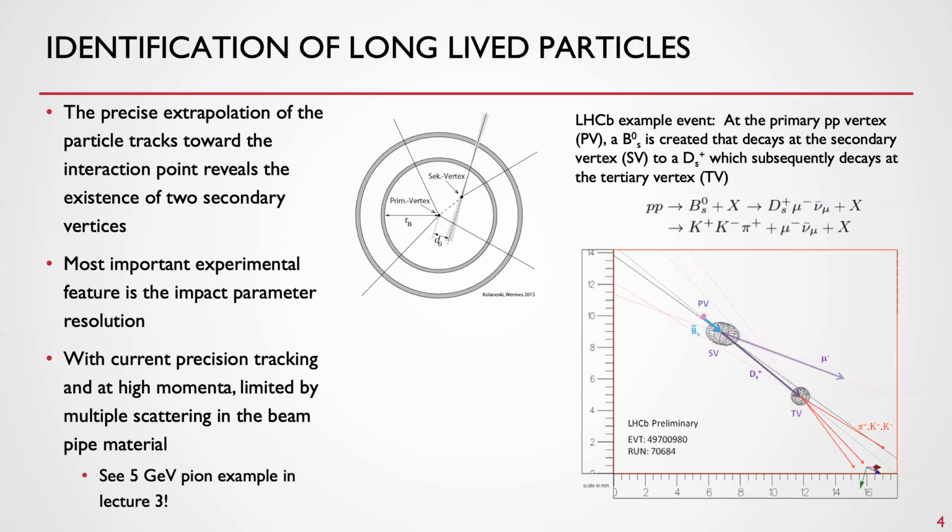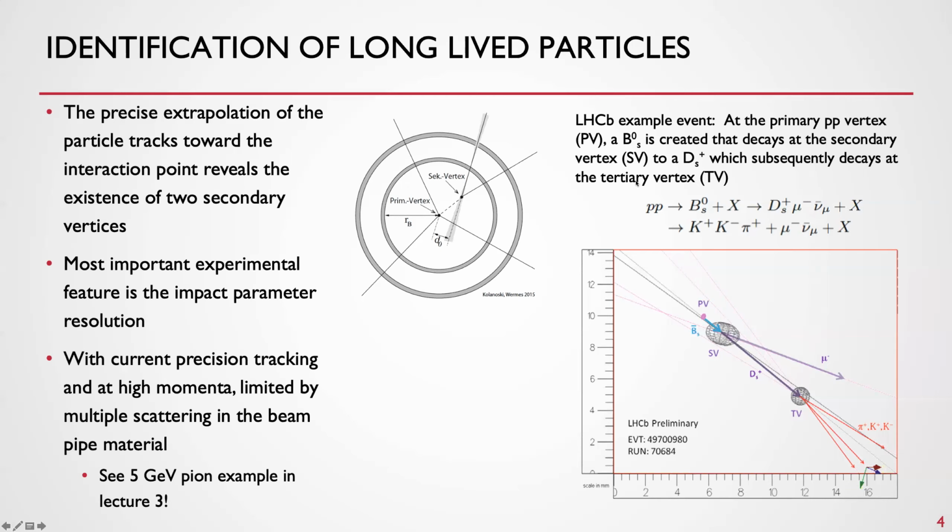With the current precision in the tracking at high particle momenta, the limiting factor is actually the interaction in the beam pipe material. So if that is the beam pipe here, the multiple scattering of the candidate particle from the secondary vertex, this can be a pion, for example, leads to a resolution in the parameters of this track, and hence, as the shaded area indicates, an uncertainty in the impact parameter. In lecture 3, we ran the numbers for a 5 GeV pion example.